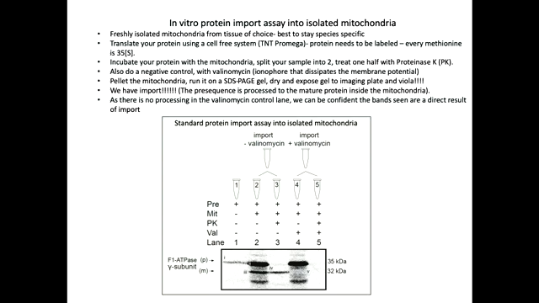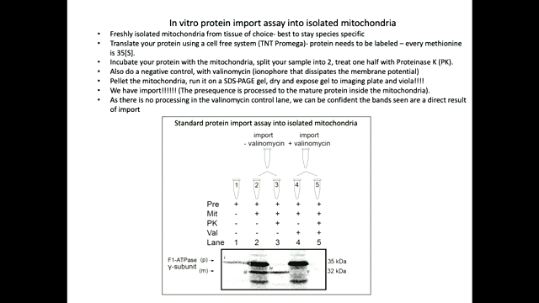Our lane 1 is just precursor protein on its own. It's just the radiolabeled protein without any mitochondria added. Lane 2, we have our protein plus our mitochondria. And so here we have unimported protein. So there's a significant amount of protein that didn't get imported into our mitochondria. Here we have cleavage of that mitochondrial targeting signal, and you see a smaller size product.